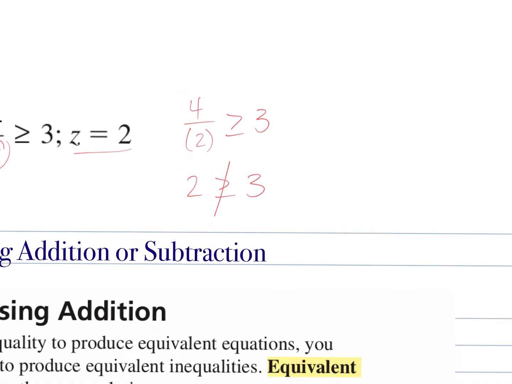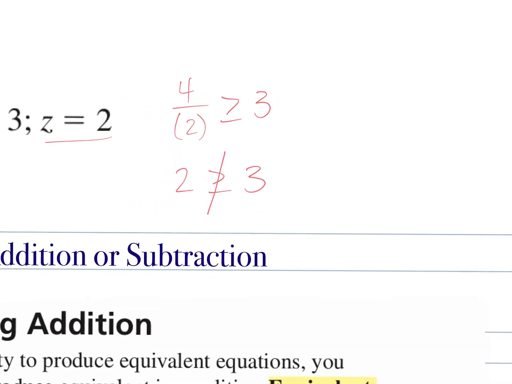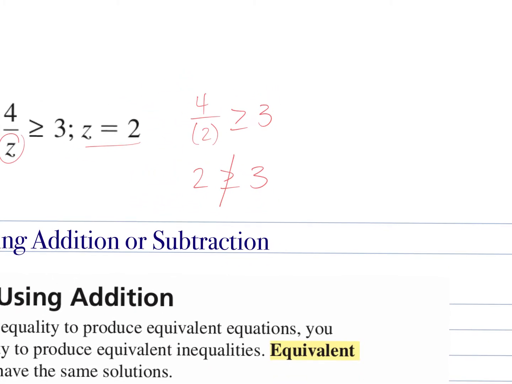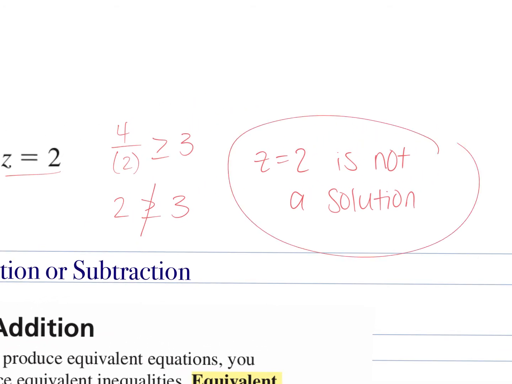Now, the final answer is not "2 is not greater than or equal to 3." What do I need to write as my final answer, Gage? Z equals 2 is not a solution. Now, guys, so we write Z equals 2 is not a solution.